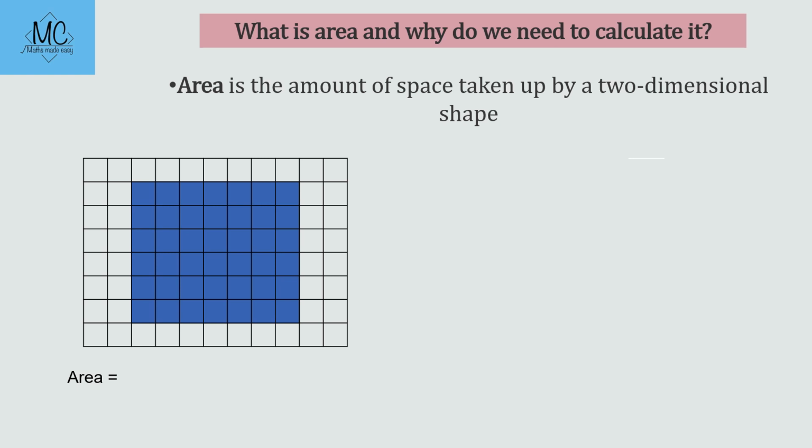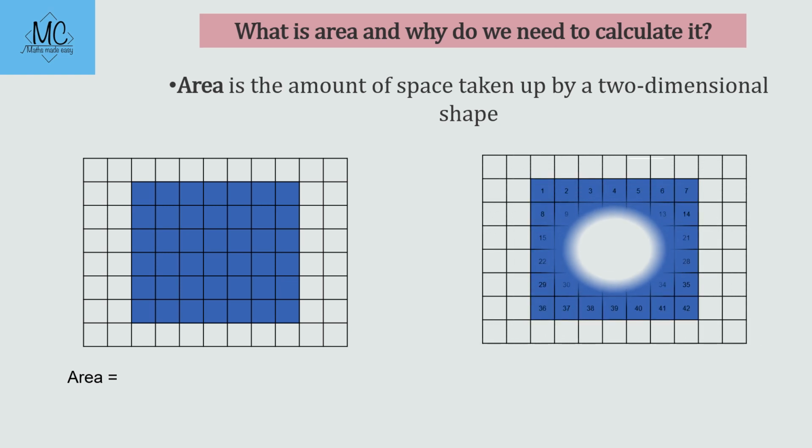Okay, so let's see. What I'm going to do here is count all these blue squares, and the area of my blue squares shape is 42 centimeters square. Isn't it pretty easy? It is very easy if it is given on a grid, where every square is 1 by 1 centimeter.